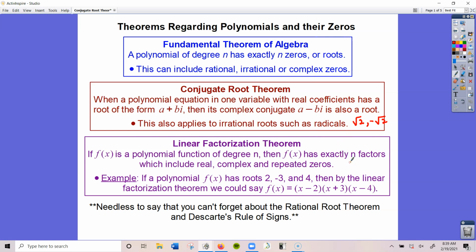And this is found by, let's say, for example, x is equal to 2. To get the factor, we have to make this equal to 0. So we would have to subtract the 2, and we get that x minus 2 is equal to 0, making x minus 2 the factor of the polynomial. And then, of course, you can't forget the other two theorems that we covered before, the rational root theorem and the Descartes rule of signs.